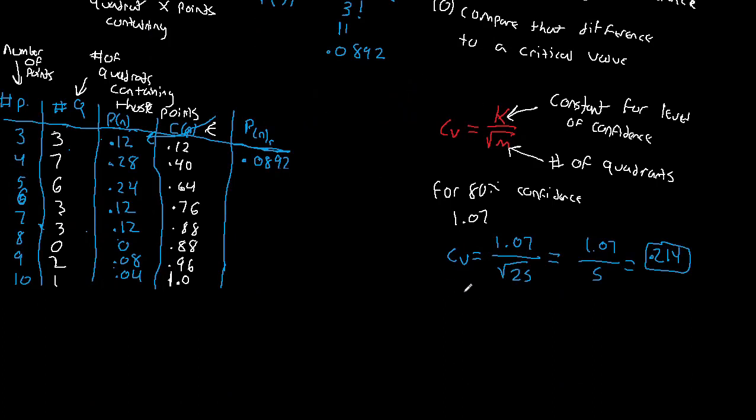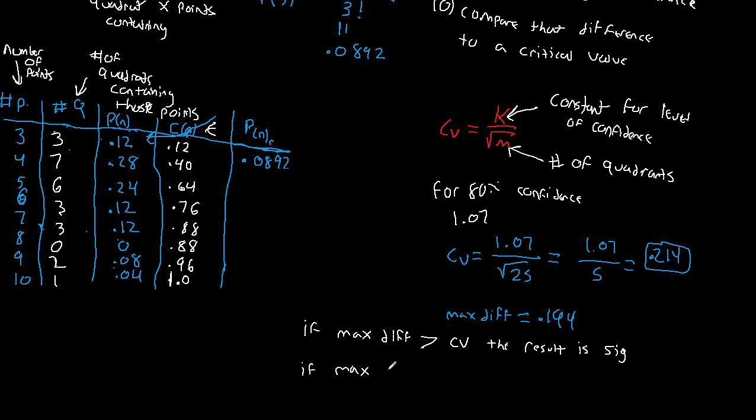So let's go ahead and wrap this up by finalizing what we've done here. Our actual max difference, just to be clear here, was 0.194. And we have two choices. If max difference is larger than CV, the result is significant. If the max difference is less than CV, the result is not.